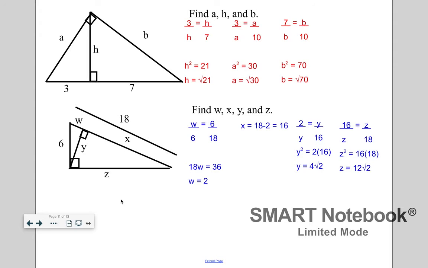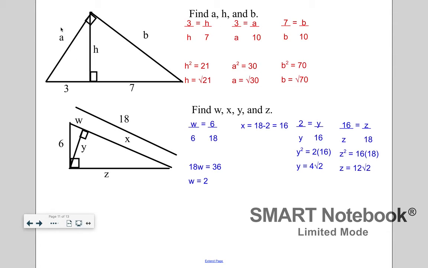All right, over here I have the answers. I started with H. That was just the altitude is the geometric mean between the segments of the hypotenuse. So you'll see the altitude variable, H, is written twice between the segments of the hypotenuse, the lengths, 3 and 7.